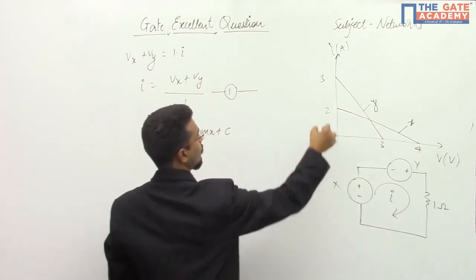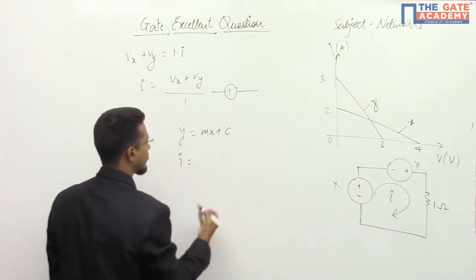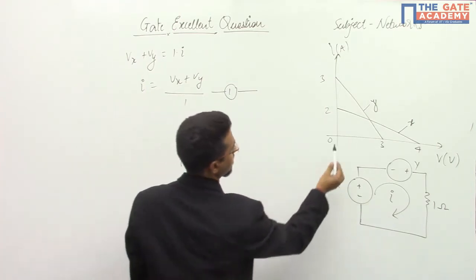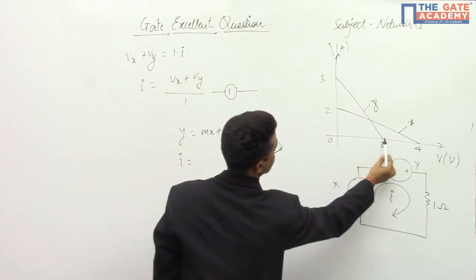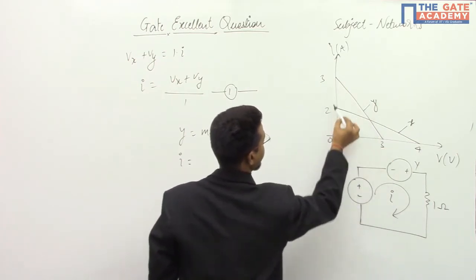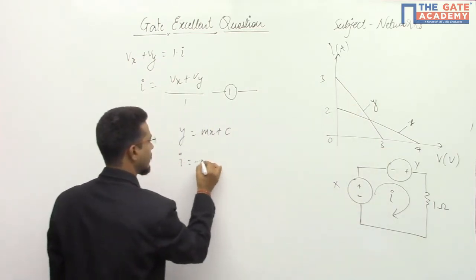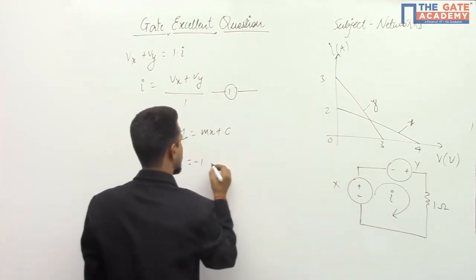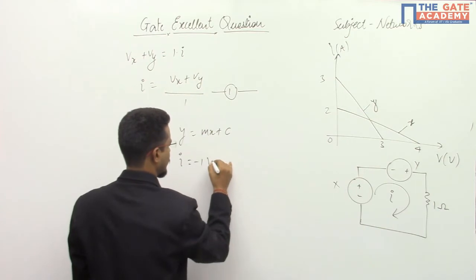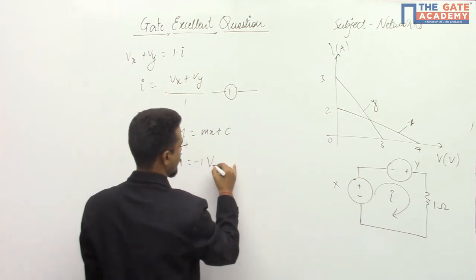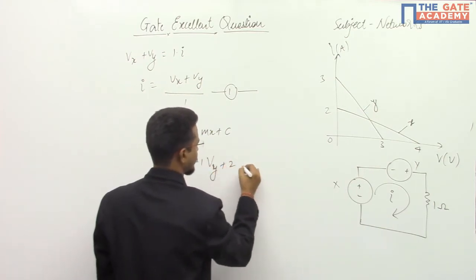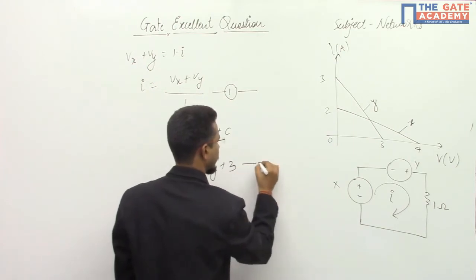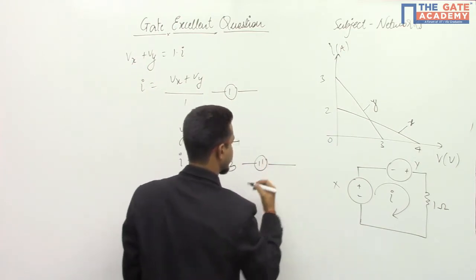What is y? Y is always I here. M is basically 3 and 3, so the slope will be -1 because the slope is decreasing here, and the c value is 3. So I is equal to minus Vy plus 3. This is equation number 2.